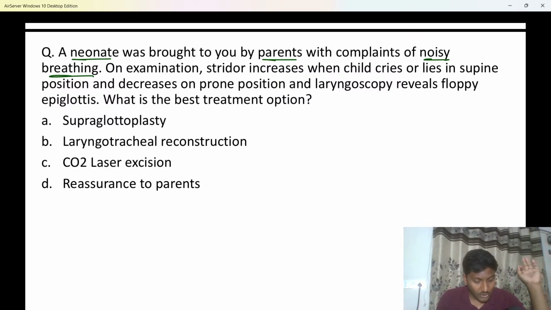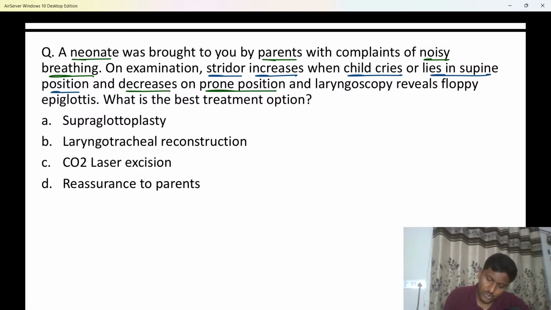So here we have a neonate beta who was brought to you by parents with complaints of noisy breathing. On examination, you can see the stridor which is there. It increases when the child cries or lies in the supine position beta, and decreases when the child goes into the prone position. And laryngoscopy reveals there is a floppy epiglottis. Floppy matlab dhila, loose. Okay, that is a floppy epiglottis. What is the best treatment option in this condition?